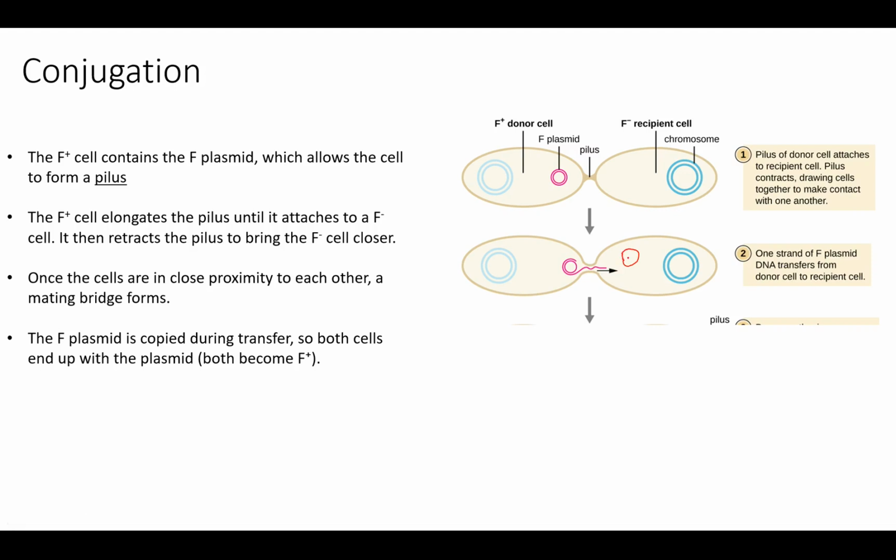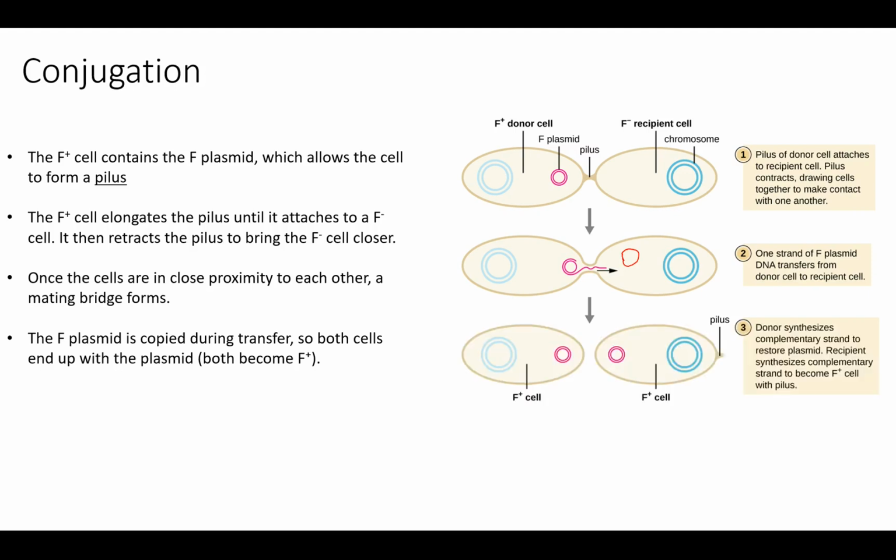And then, if it just stopped there, both cells would have a single strand of a plasmid, but a plasmid is a double stranded DNA molecule. So DNA replication is going to occur in both cells. Okay, the donor replaces the strand that was originally transferred, so it can have a complete double stranded F plasmid. And then inside the recipient cell, that transferred strand is acting as a template for building the complementary strand. So at the end of the day, the recipient has its own complete double stranded copy of the F plasmid.